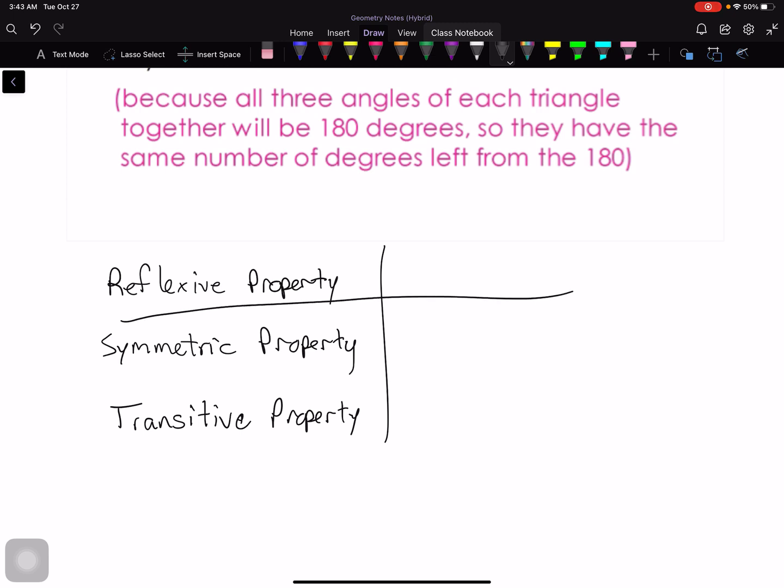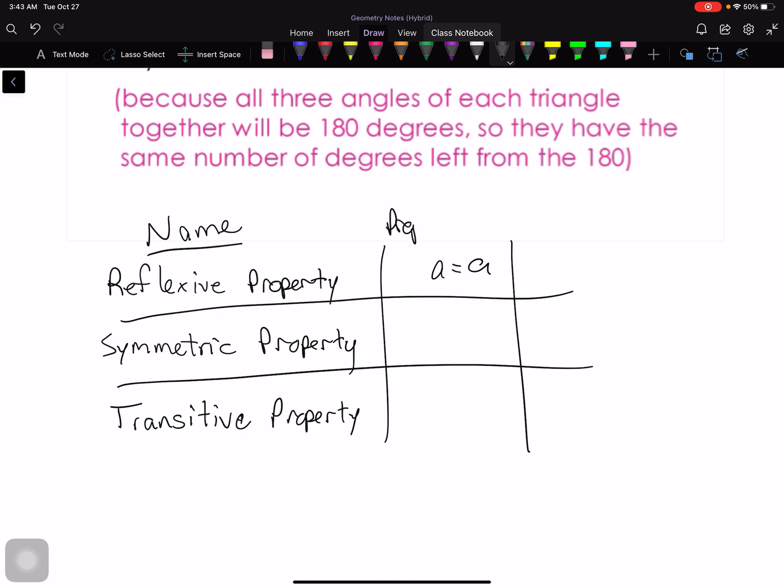So here is what each of these look like. Starting with the reflexive property, it's as simple as saying something like A equals A, or a number equals itself. So if I were to give you an example, we'll go name, property, and example. If I were to give you a numerical example, we could say something like 5 equals 5. That's it.